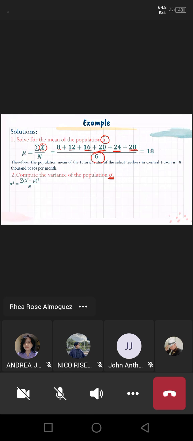What does it mean? All the values of x. Teka, bakit nga ba walang square dito? Itong x natin, ito lang din po iyan, yung 8, 12, 16, 20, 24, and 28, yung mu natin, yung nasolve natin sa number 1. Sabi ko nga po, kailangan tama yung pagsusolve nyo ng mean. Kasi if not, hanggang dulo mali na kayo.